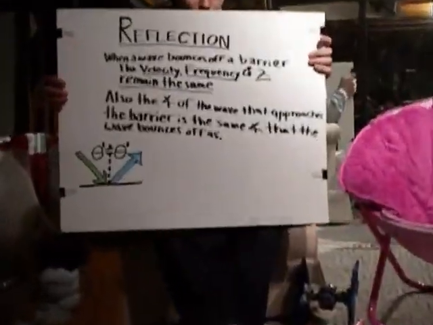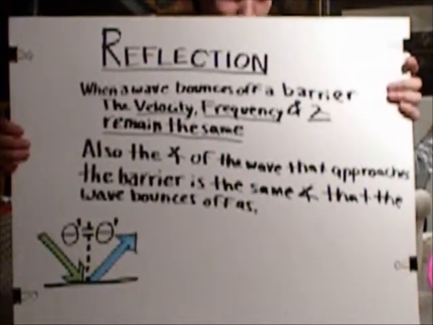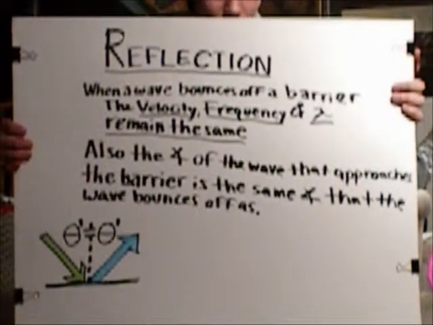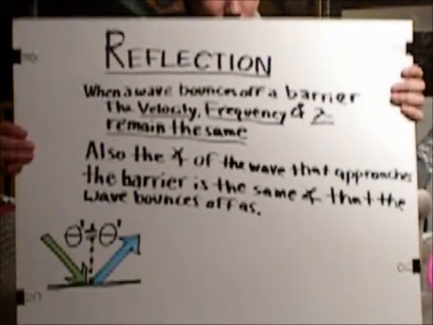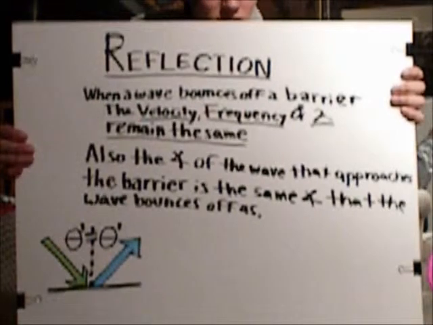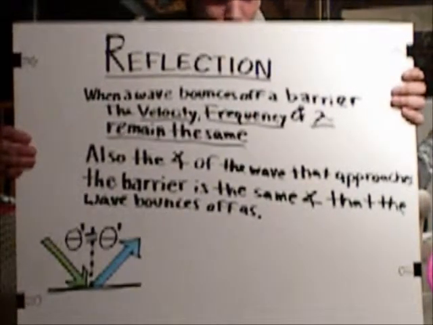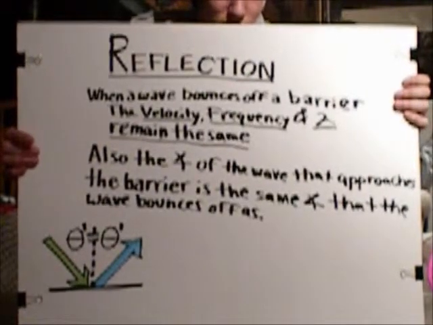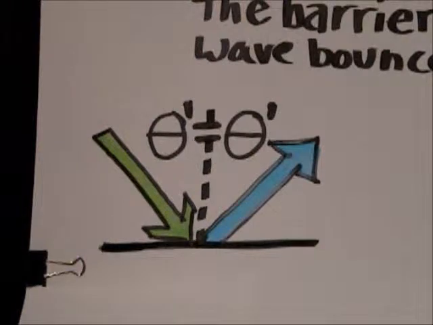Chris, if you look here, you can see reflection is when a wave bounces off the barrier, and all three, the frequency, the velocity, and the wavelength, all remain the same. Also, the angle of the wave when it hits the barrier will stay the same when it bounces off the barrier.